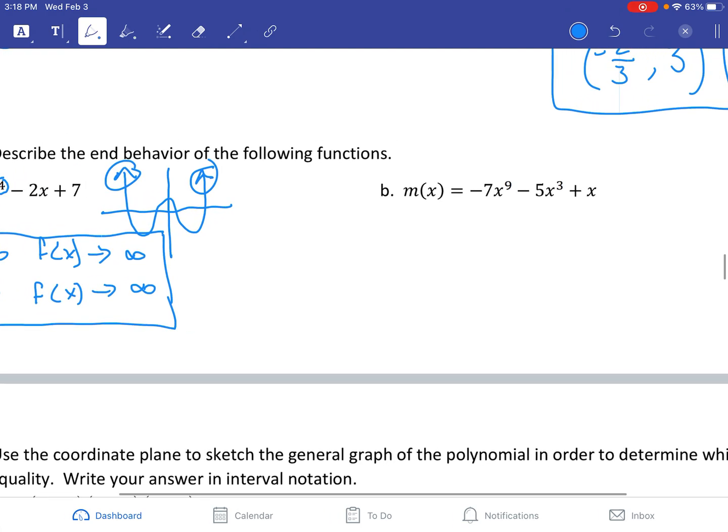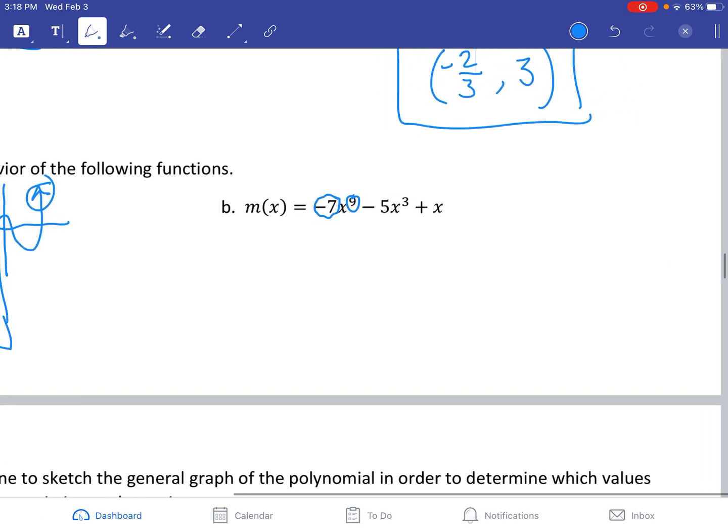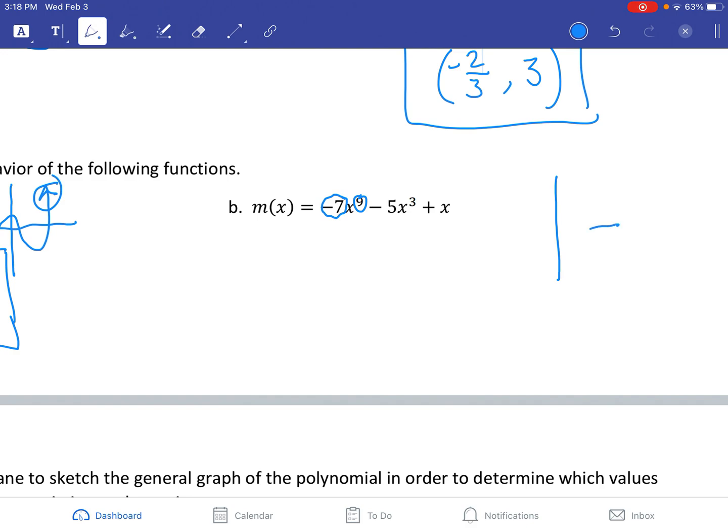All right. For the next graph, we find out that 9 is our biggest exponent, which means it's odd. And our number in front of the x to the 9th is a negative. So this graph is going to look something like this.